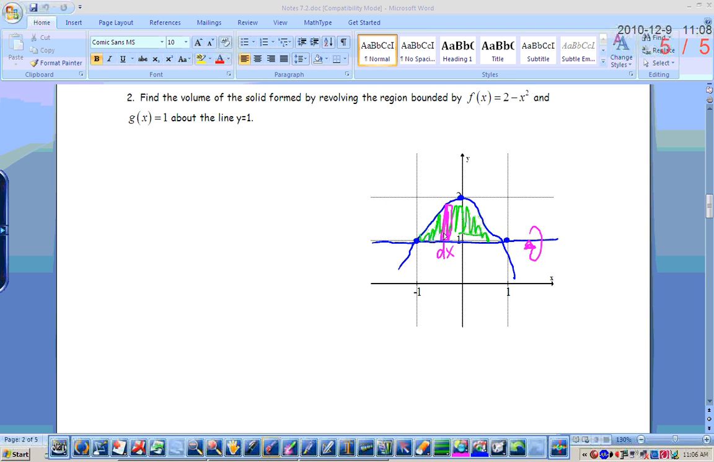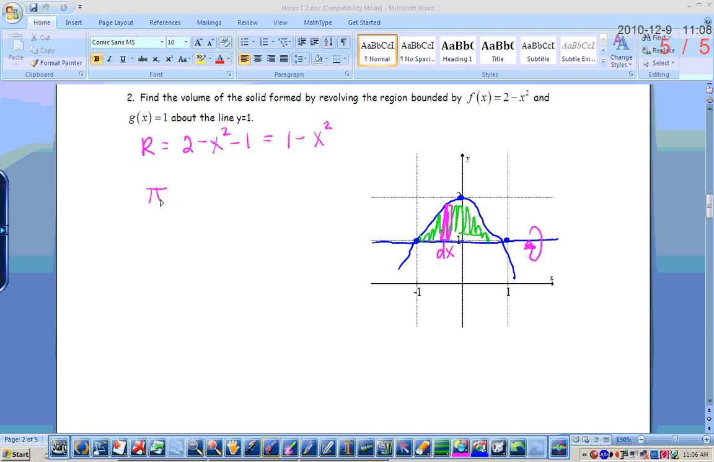R is basically the height of that rectangle. So what will the length of R be? Good. 2 minus x squared minus 1. There's a trend here of the length of your rectangle always being the top curve minus the bottom curve. And if you want to simplify that, it would be 1 minus x squared.